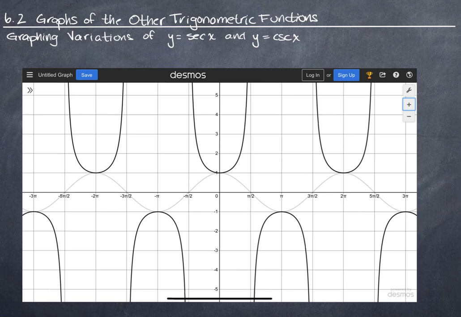Here we have a graph of y equals the secant of x. In the last video, we graphed y equals the cosecant. This is the secant of x because it mirrors, in a way, the cosine function. This is the graph of the cosine function here, as much of it as we can fit on the screen.